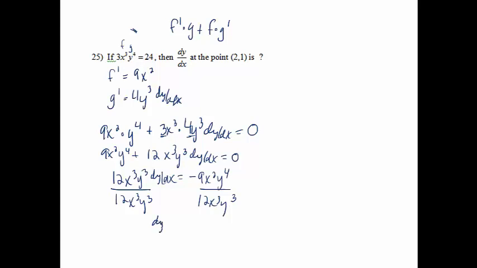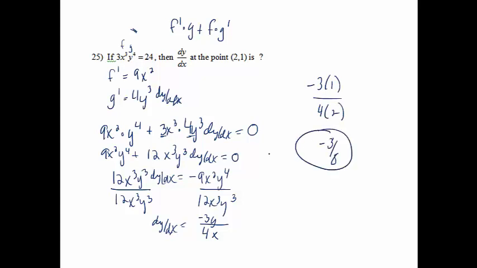And so now I'll have dy/dx equals, you could easily keep it how it is, but I'm going to simplify it a little bit just because it's going to be easier to plug things in. So negative 9/12 will reduce to negative 3/4. And then x squared over x cubed will reduce to x in the denominator. y to the fourth over y to the third will reduce to y in the numerator. So that's my derivative, and it asked me to evaluate it at the point (2, 1). So now all I need to do is plug in 1 for the y and 2 for the x, and when I do that I get negative 3/8.